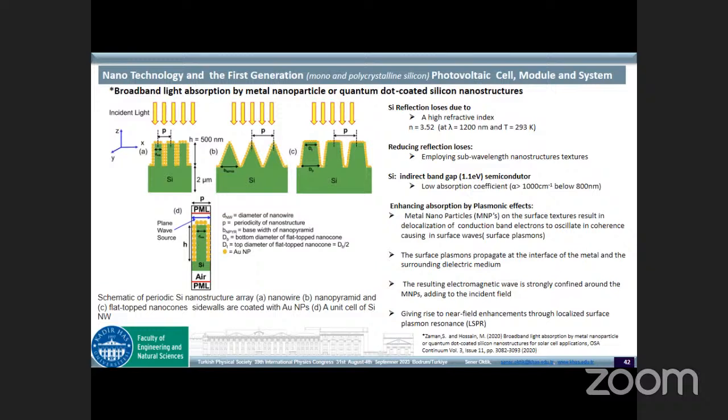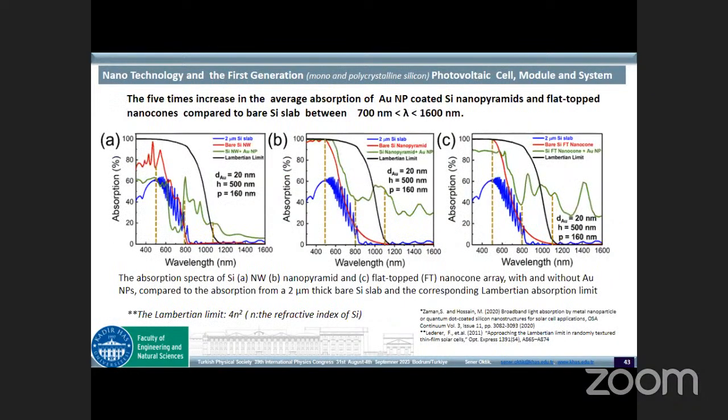Then you can increase the absorption. I'm not going to go into detail because of time, I wish we had another session to discuss in detail, but you can improve the absorption on the surface because you help the field using the plasmonic effect on the surface through the metal nanoparticles. In fact, there was a 5 times increase in the average absorption of gold nanoparticle coated silicon nanopyramids and flat-topped nanocones compared to bare silicon. 5 times increase in absorption due to nanomaterials. How much time? 5 minutes, okay, I'll go fast.